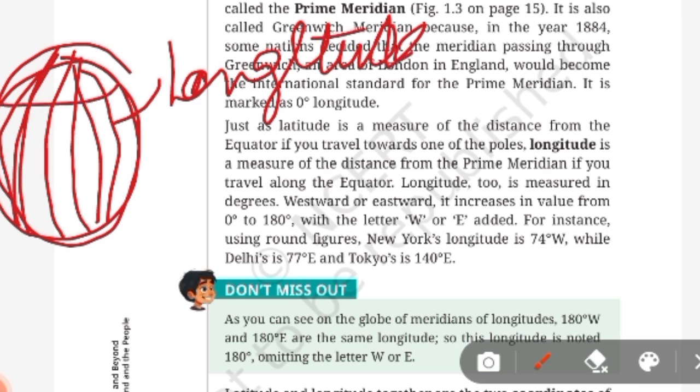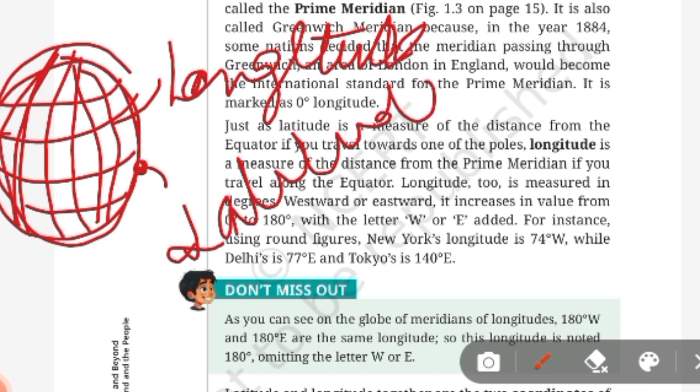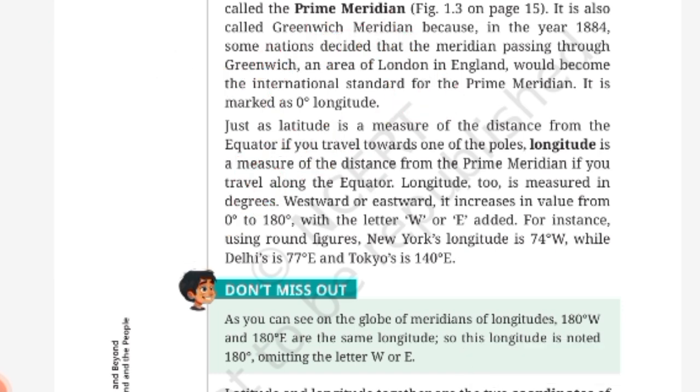And the lines which are sleeping, मतलब जो लेटी हुई हैं उन्हें बोलते हैं latitudes. Okay, clear.